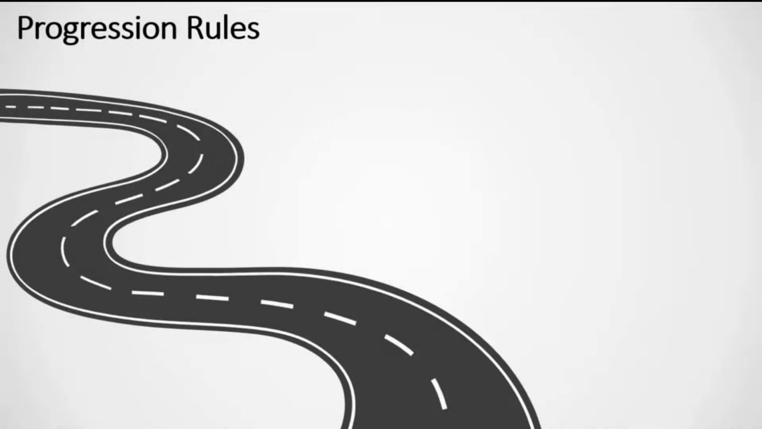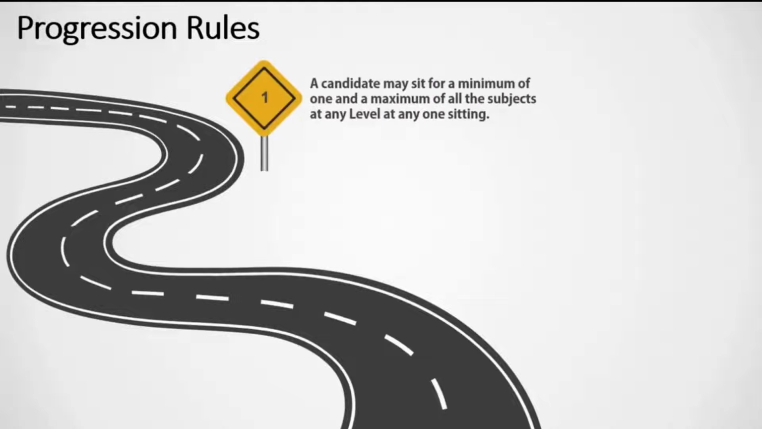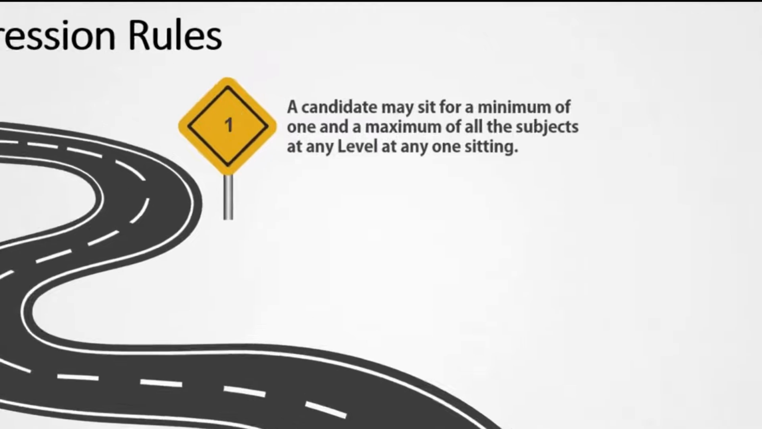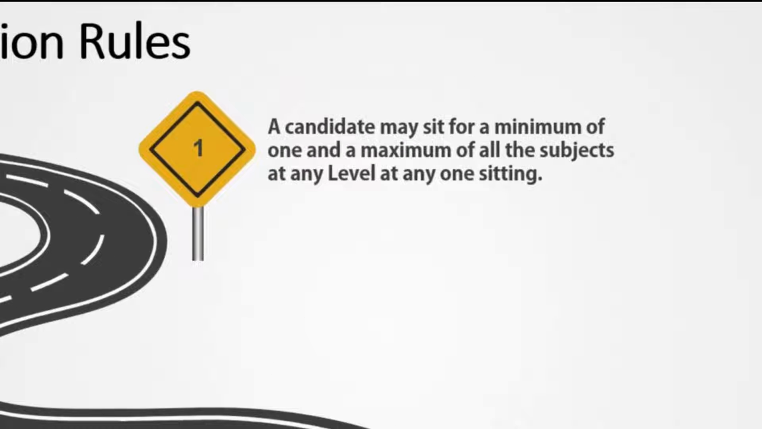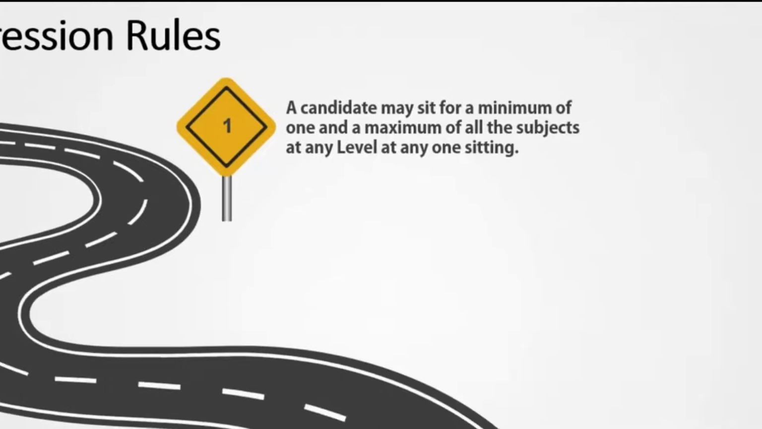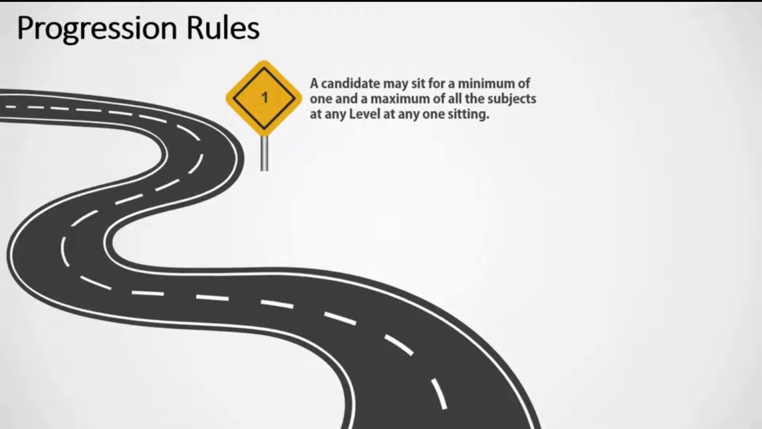Next, we move into the progression rules. And of course, there are several progression rules you need to appreciate here. Number one, a candidate may sit for a minimum of one and a maximum of all the subjects at any level, at any one sitting. So you have to sit for at least one paper. And if you're to sit for all of them, you can sit for all the papers at a particular sitting.